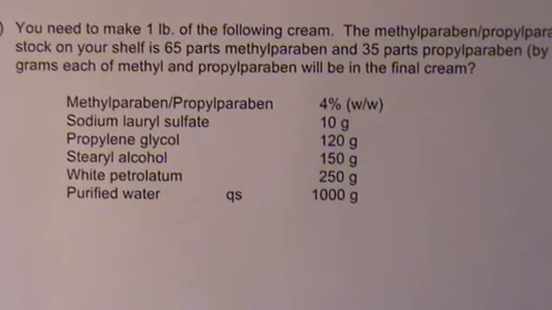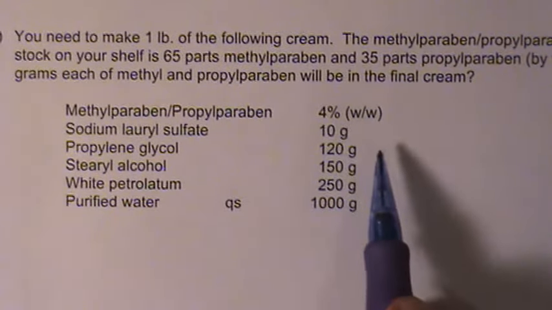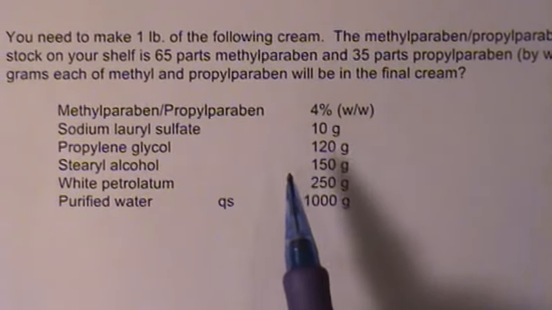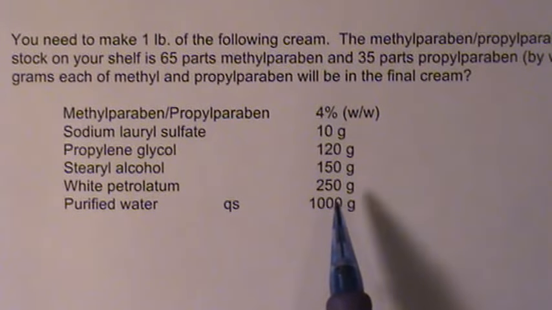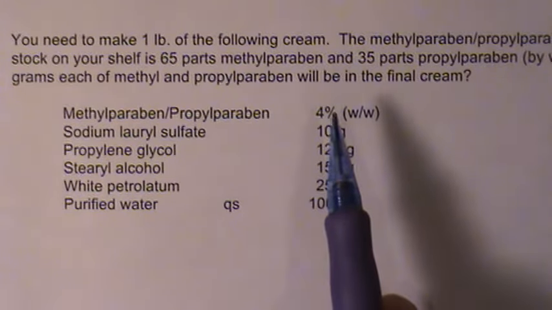Here's another one that's sort of the same thing. The methylparaben, propylparaben is 4% weight to weight in this recipe. So no matter how much you make, whether you make 1,000 grams or whatever, it's always going to be 4% methylparaben.